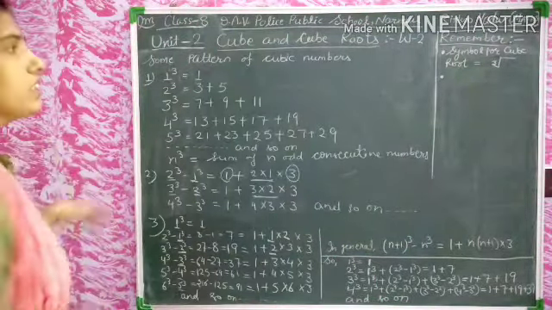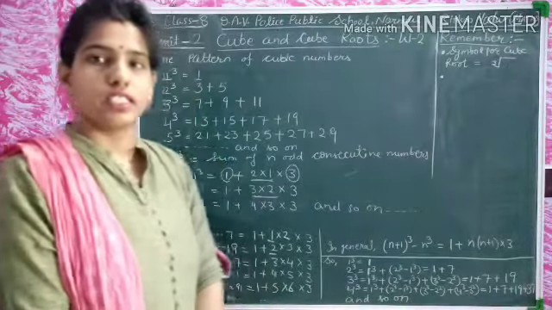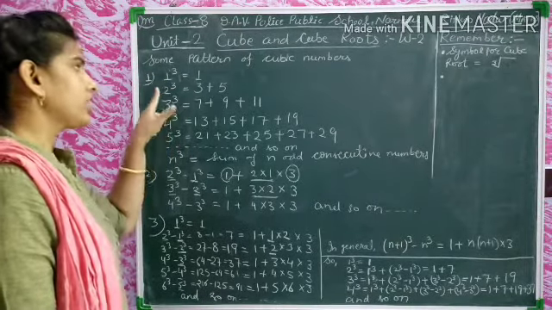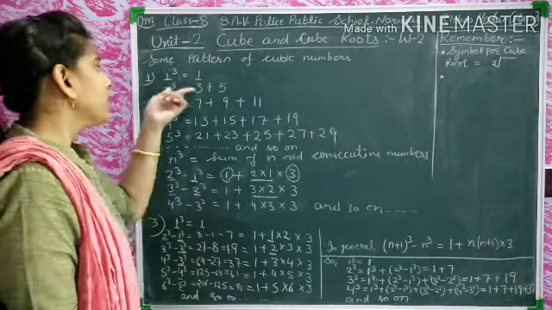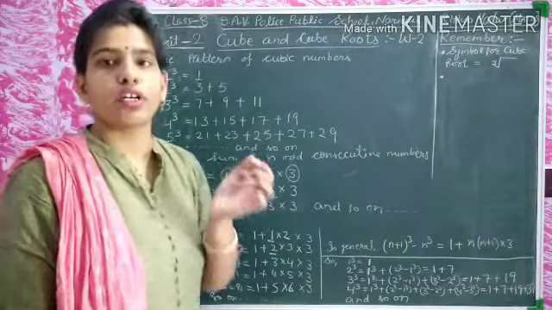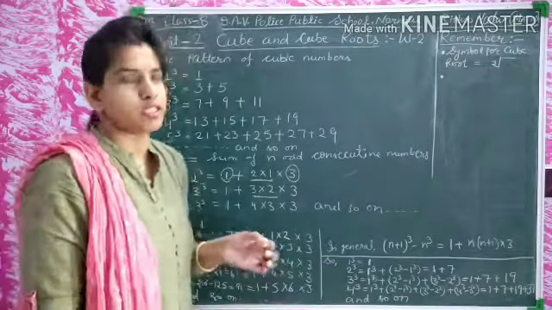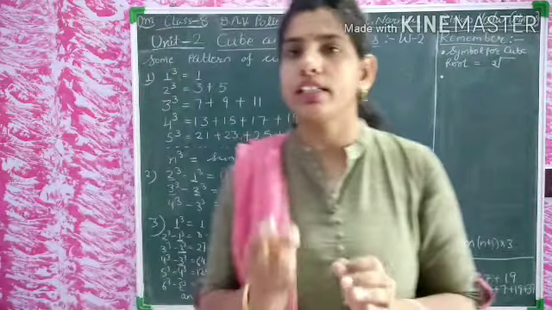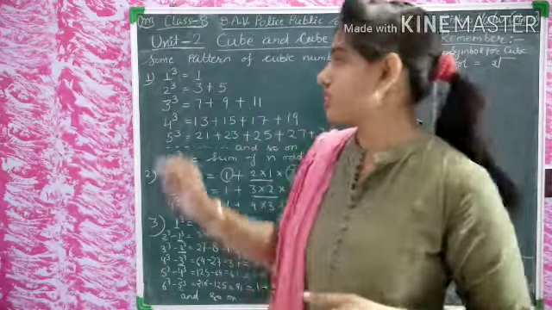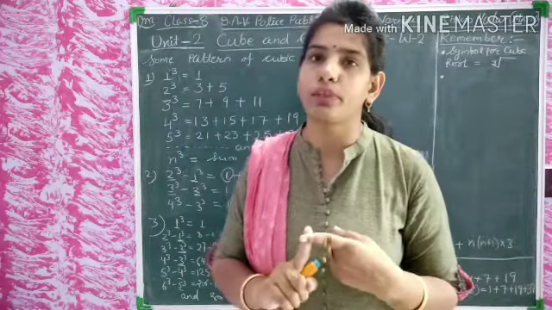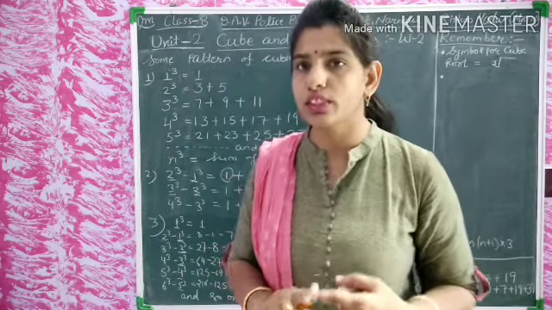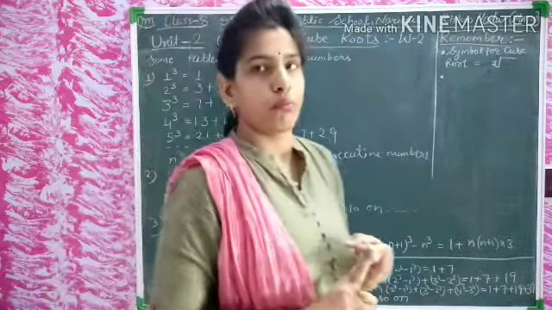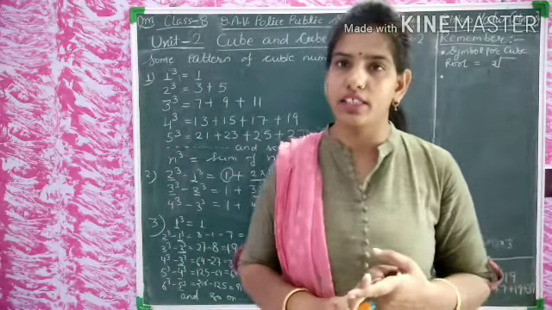Now students, we will discuss some cubic number patterns. First, we will see that the cube of 1 is equal to 1. The cube of 2 is equal to the sum of consecutive odd numbers. There are some numbers whose sum is 8, but those numbers should be odd numbers. Is it clear, students? All of them must be consecutive odd numbers, this condition is necessary.